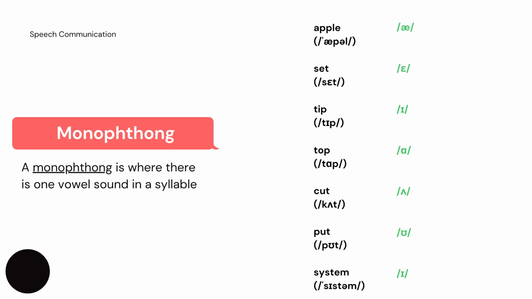So, here in apple, we have the a as our first syllable. So, it has only one vowel sound. That is why it's called monophthong. And the same is true with the other examples that are written here. So, monophthong, from the word itself, we have one vowel sound in a syllable.